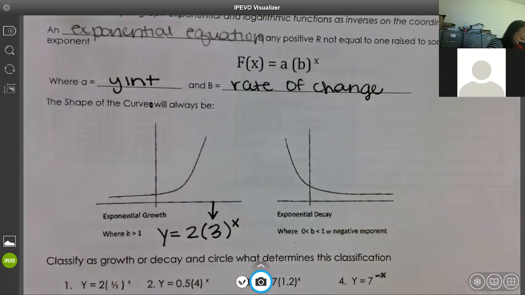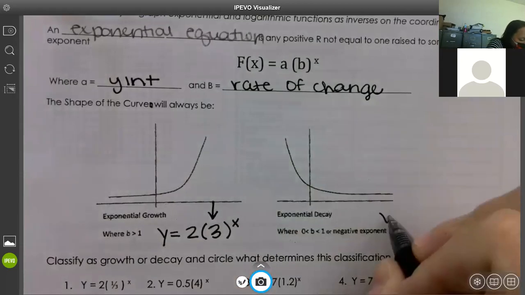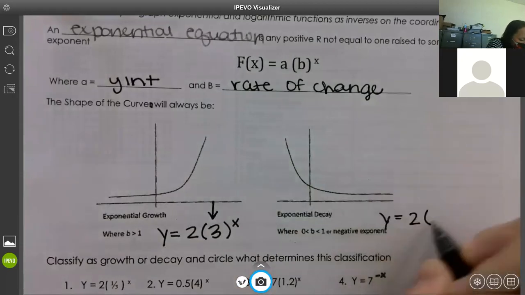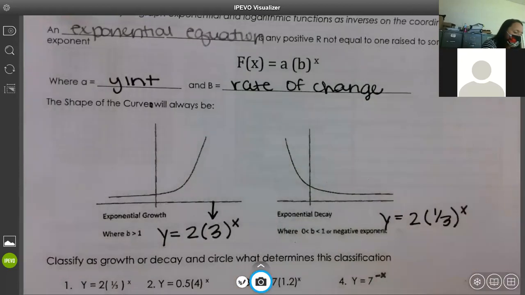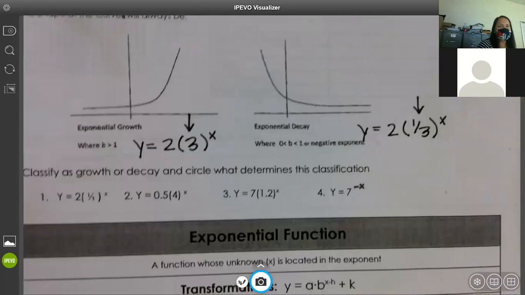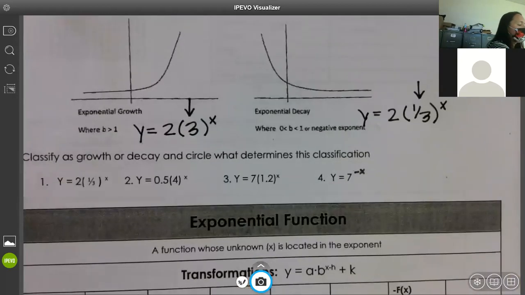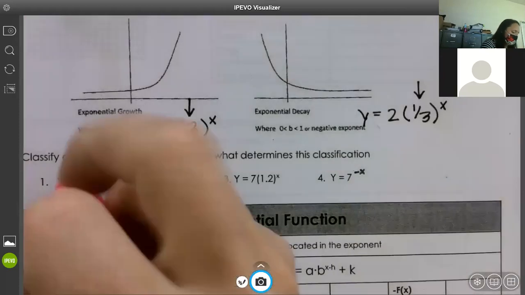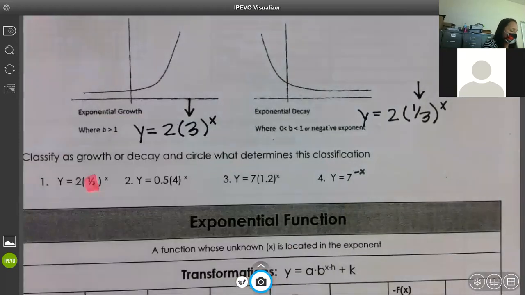If we look at this one, this b number, and not just because it's a fraction, but because it's between 0 and 1. It's not going to be a negative number, it's going to be between 0 and 1. Everybody understand that? Okay. So we're going to classify each of these as growth or decay depending on what we see. If we look at this one, we have 1/3 in the middle. So what is it going to be? Growth or decay?